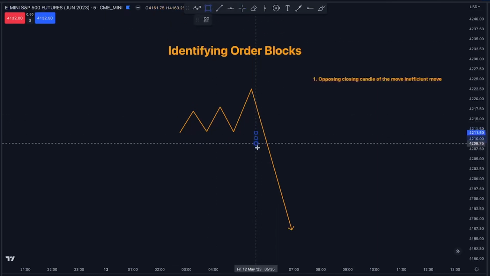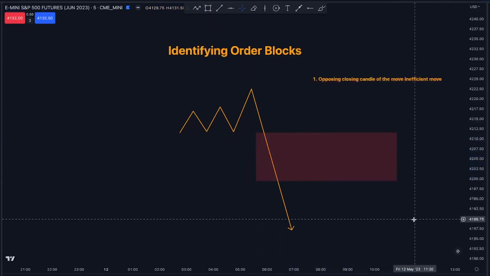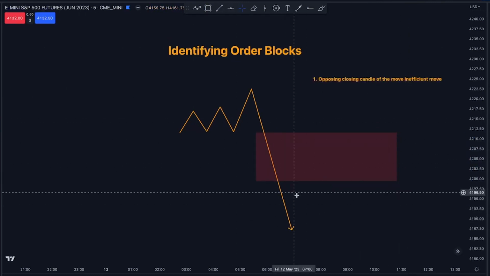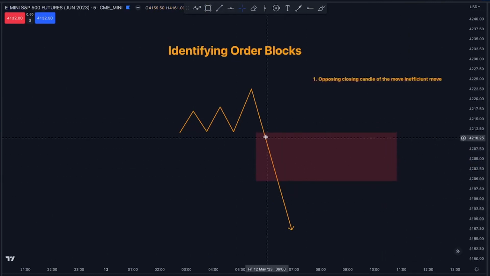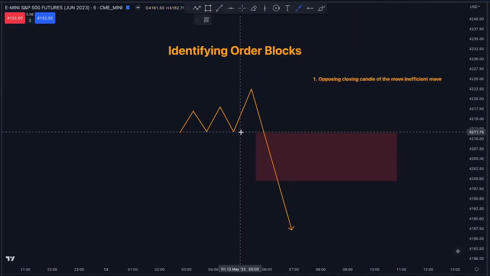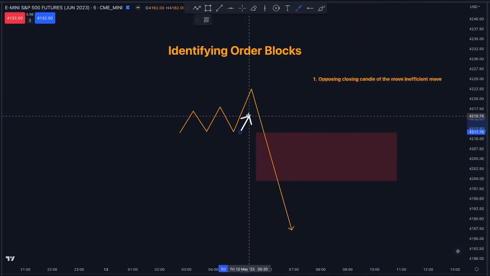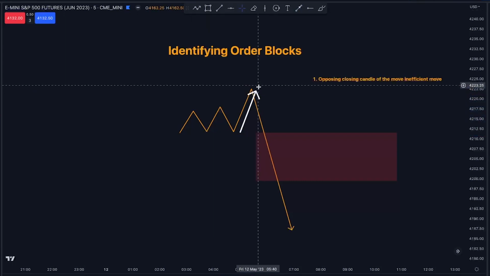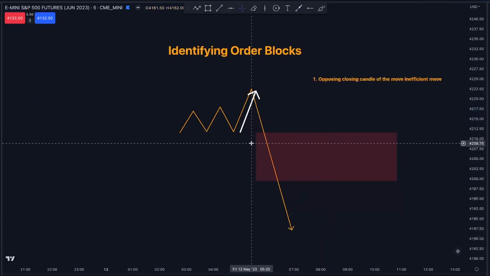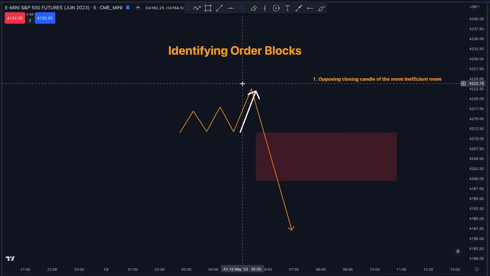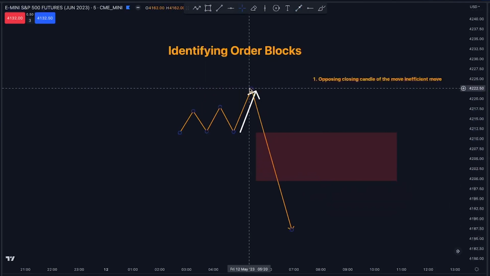This right here would be an inefficient move if it left a fair value gap. And the candle before that was opposite closing. So if we are bearish, the last candle that was bullish is our order block.